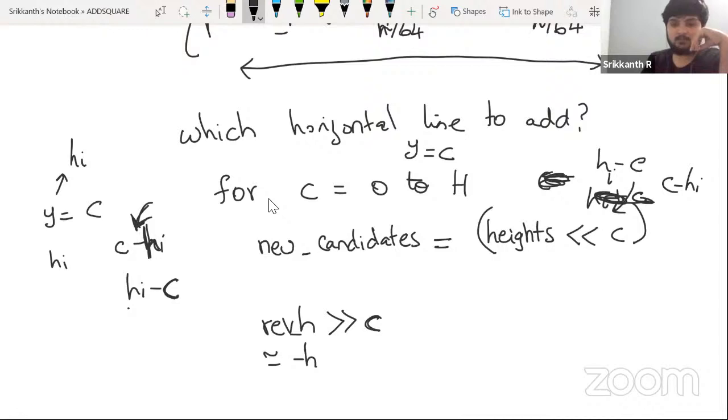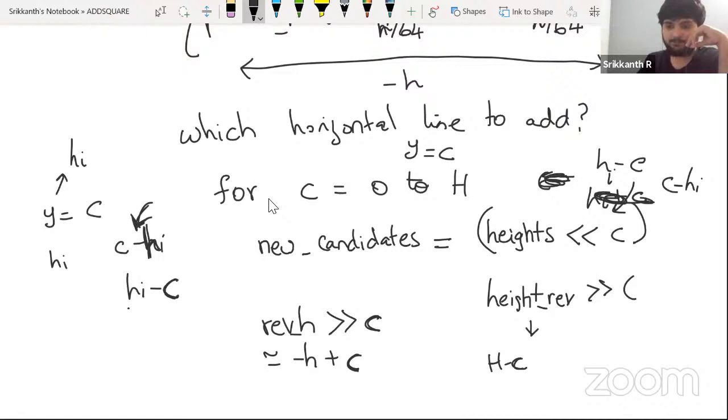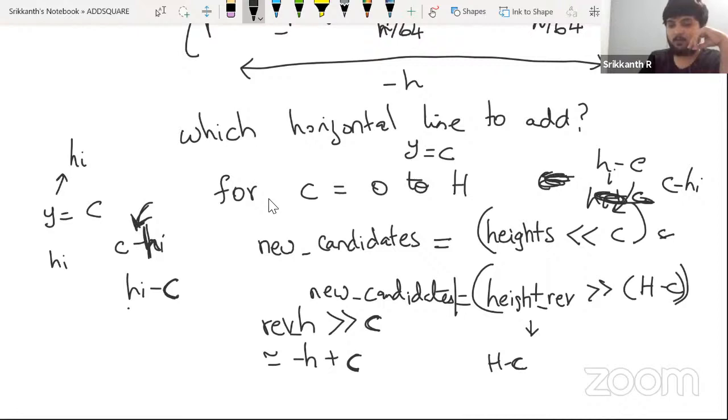So store another bitwise Boolean array for minus h, and let's call that height reverse. You have to shift that right, and the indexing will be a bit different. So minus c would be stored at H minus c. So you would shift this right by capital H minus c to maintain the indexing. But essentially what you're doing is similar to what's there. The new candidates are equal to this OR this: the OR operator with this Boolean array and this Boolean array will give you the new candidates.